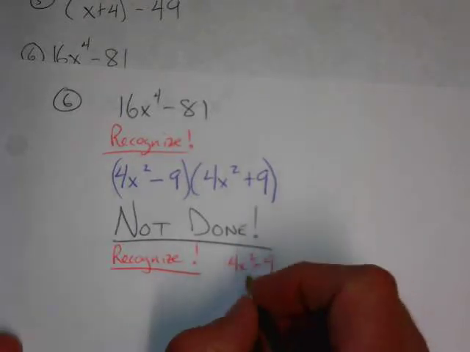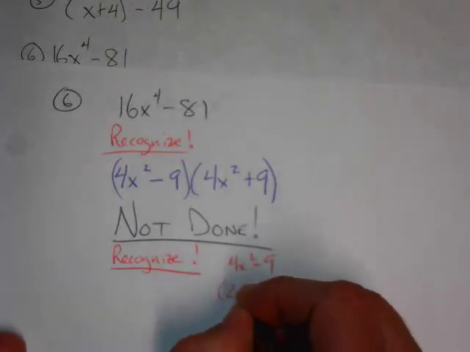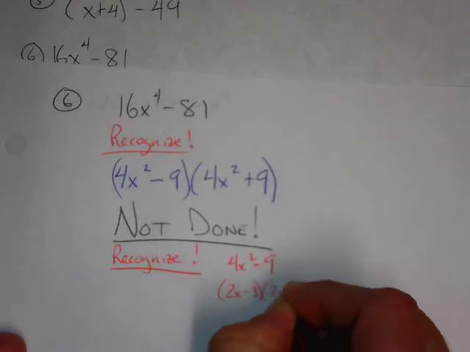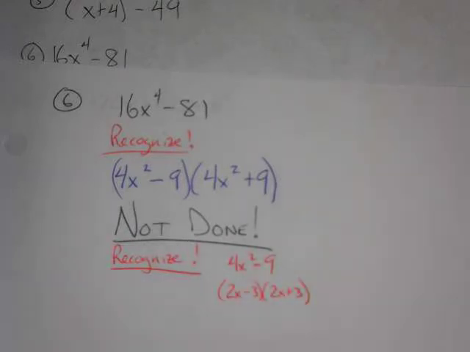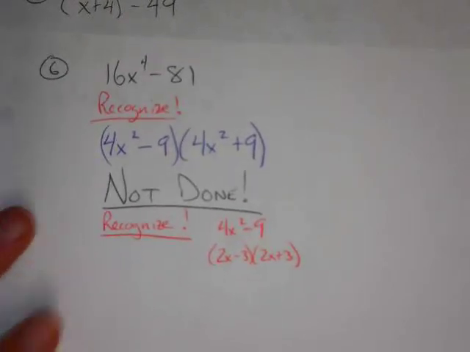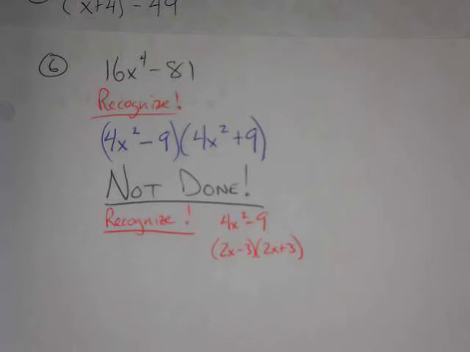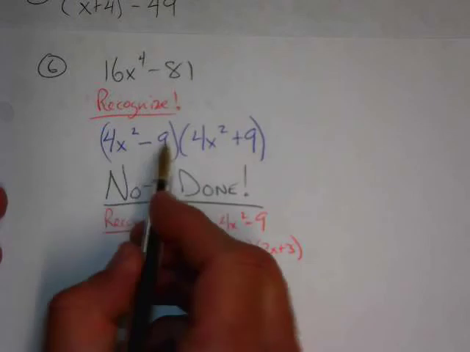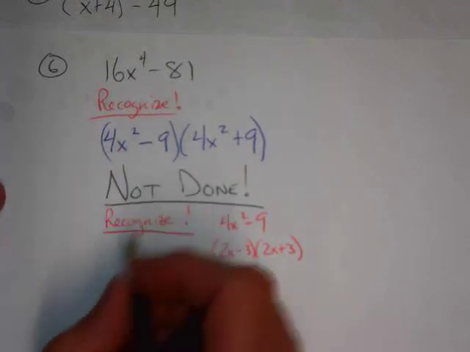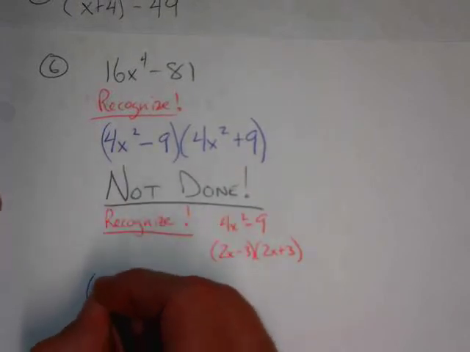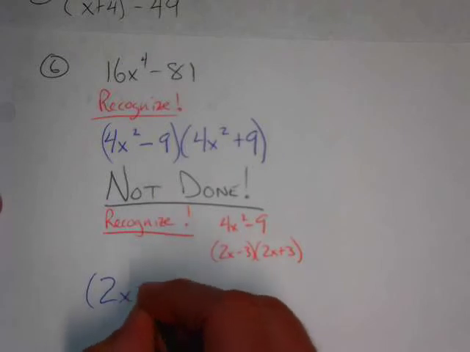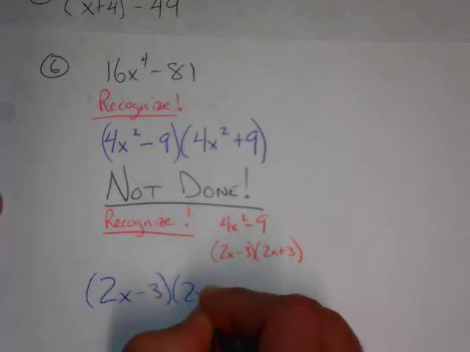And so 4x squared minus 9 happens to be 2x minus 3 times 2x plus 3. So we have to be able to recognize what's going on and continue factoring. Okay, so always keep your head above water. Always pay attention to what's going on around you, and you'll be able to see what's happening here. So we're not done. What we have to do then is factor what we can. So 2x minus 3, 2x plus 3.